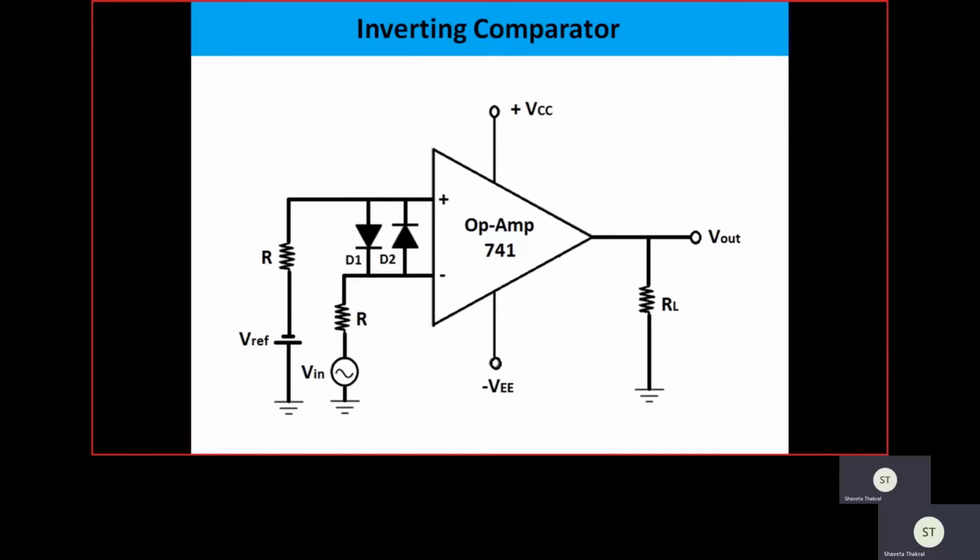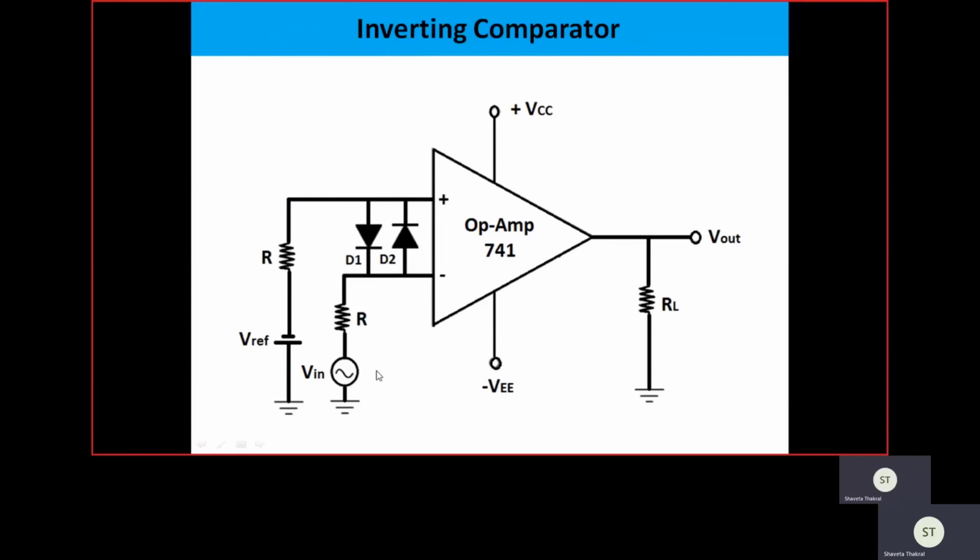And this is the inverting comparator. In the inverting comparator, we have just reversed the two signals. Now the input voltage is applied to the inverting input terminal, and on the non-inverting input terminal we provide the reference voltage. So now it is again comparing these two, and based on this it is generating the output voltage.